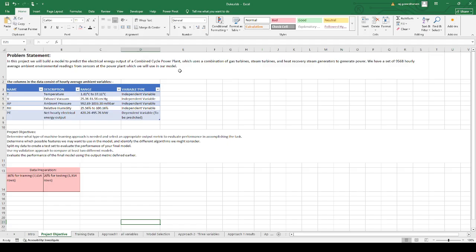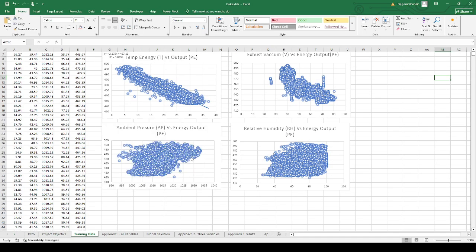As part of data preparation, I split the data into 80% training data and 20% testing data. This allowed me to train and evaluate multiple models, comparing their performance before selecting the final one. To understand the relationship between variables, I plotted each independent variable against the energy output. Visualizations showed a strong linear correlation. I selected multiple linear regression as the modeling approach.